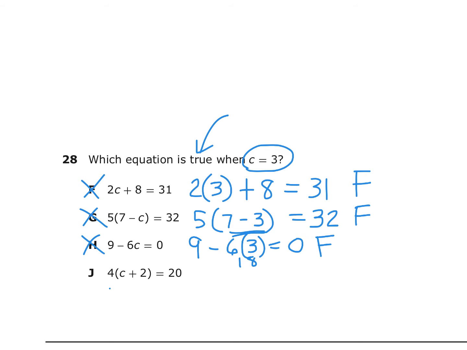Well, let's check. 4 times C, which is 3, plus 2. See if that equals 20. And 3 plus 2 is 5. And 5 times the 4 is 20. That's a true statement, and that makes the answer correct. So the answer here was J. So in this problem, you have to go through each one of the answers and evaluate using C, replace C with the 3 in each equation.